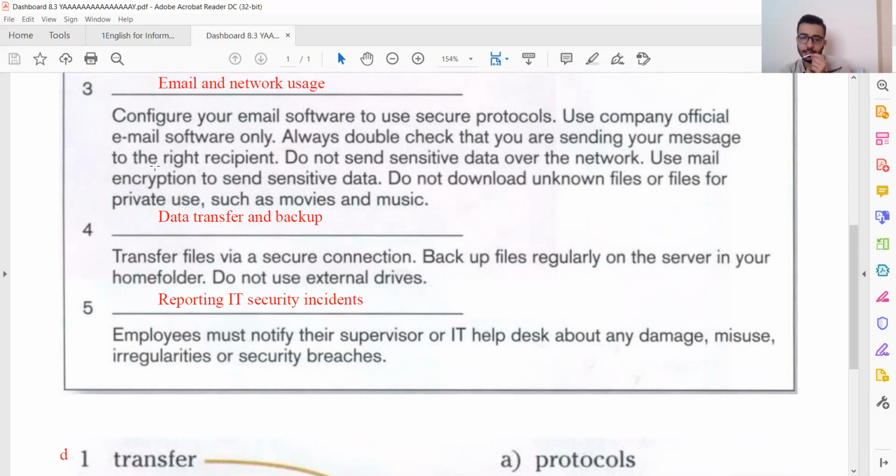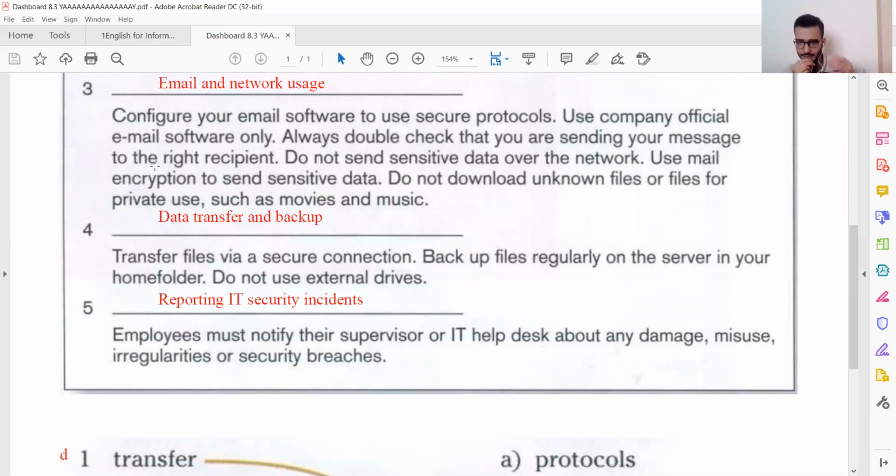Do not use external drives. ما تستخدمش الفلاشات يعني والاكسترنال drives. The fifth and the last security procedure for this company is reporting IT security incidents. ايش يعني reporting؟ يعني التبليغ. IT security incidents يعني حوادث الأمان بالاي تي. يعني اعمل دائما reporting for whatever incident.